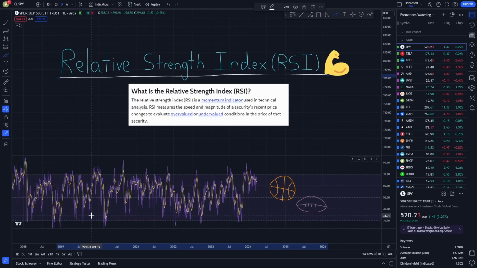Now, upon first glance of the RSI, it honestly looks like my heart rate does when I'm sweating at a 10-leg parlay. A lot of spikes with no reliable pattern. But upon further investigation, the RSI can actually tell us a lot about the price action of an asset and where it might be headed.